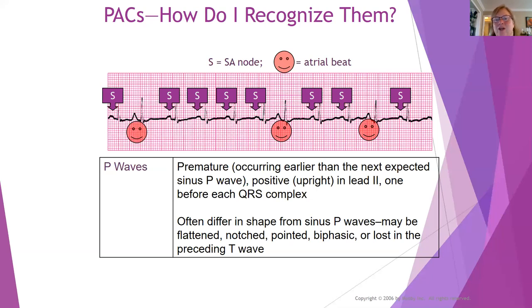And even if I move down to the seventh and eighth beat, the same. And they all look the same. P's are all upright. They all look the same in terms of their morphology. QRS all look the same in terms of their morphology. And so I would be able to say there's some beats that are coming in at an irregular time, and that irregular time is premature. They're coming in ahead of when they should be coming in, all right? So earlier than they would be expected.